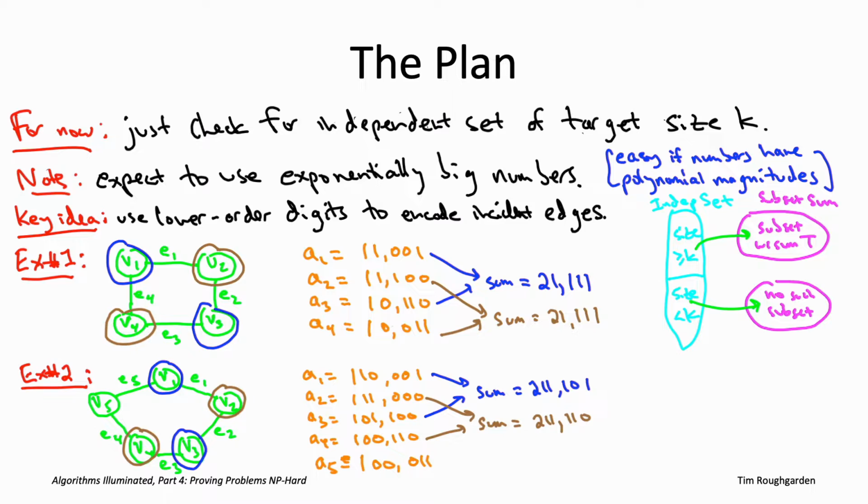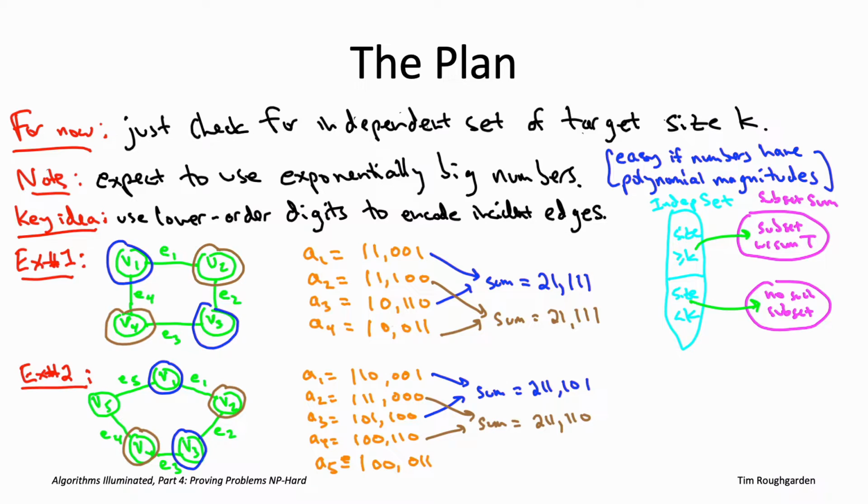So for example, when we take V1 and V3, E4 is not incident to either V1 or V3. And that's why we're seeing a 0 in the fourth of the trailing digits of the blue sum. Similarly, if we look at V2 and V4, now it's the fifth edge E5 that is incident to neither V2 nor V4, and that's why we're seeing the 0 in the last trailing digit of the brown sum.